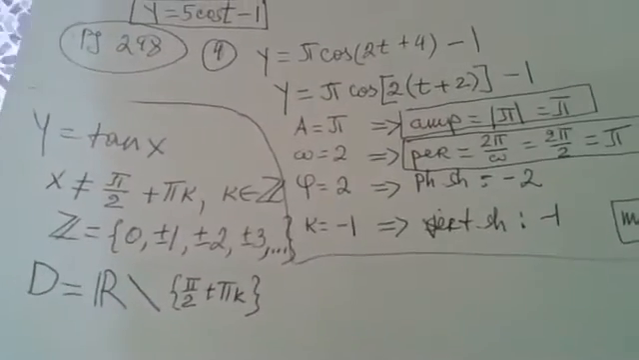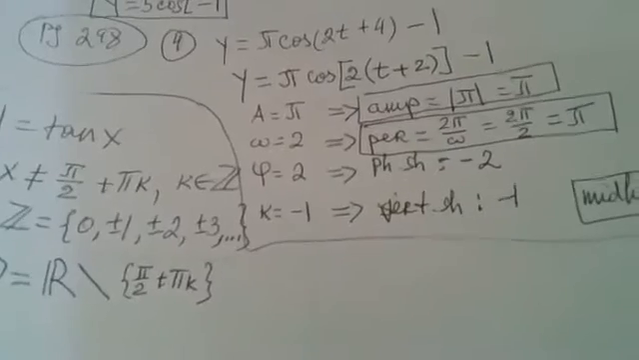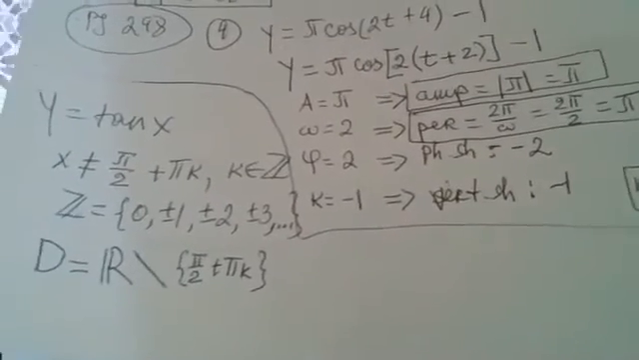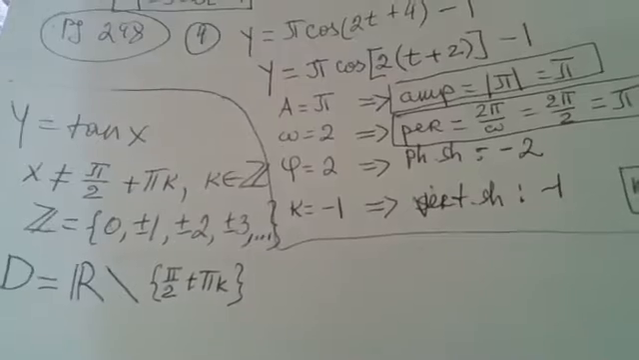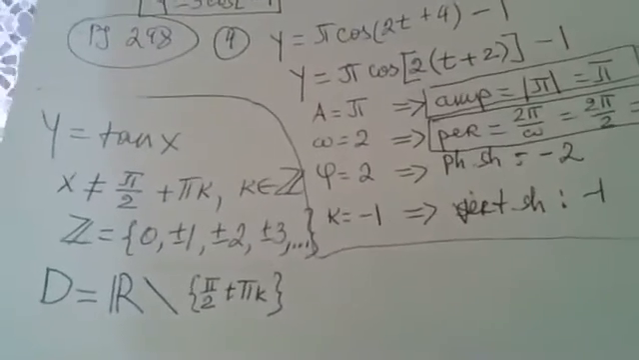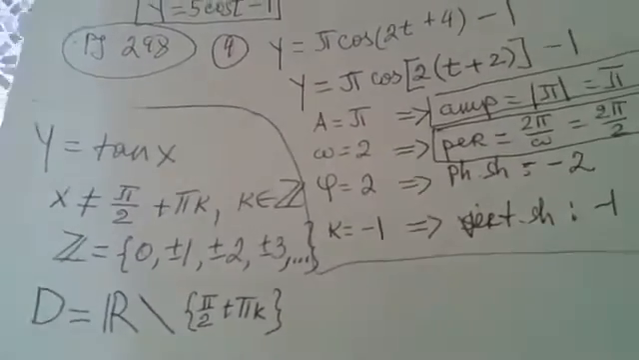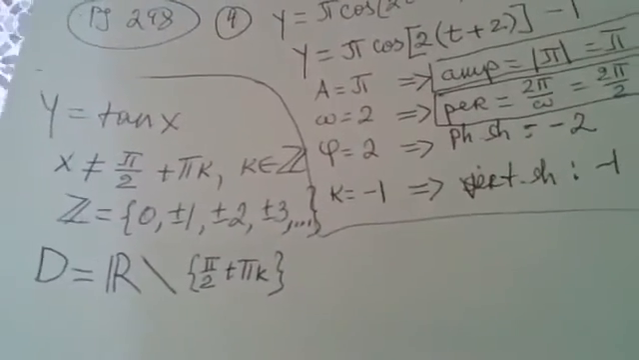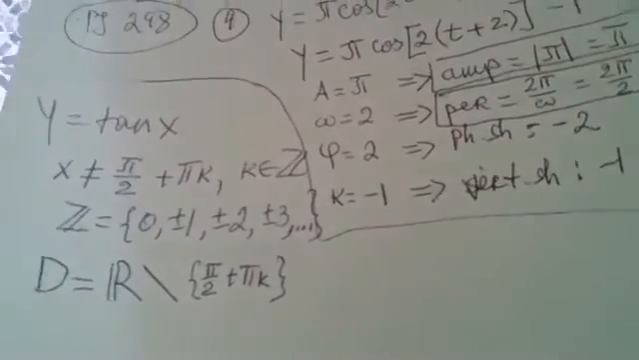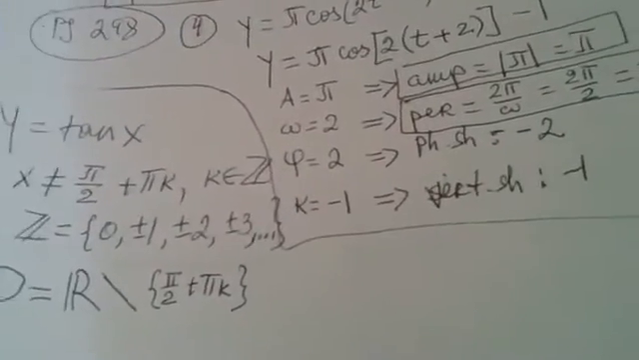Set R except angles pi over 2 plus pi k. And I did not specify on this last line where this k is coming from, because I just had this information above that last line, that k belongs to Z, and Z is the set of all integers.